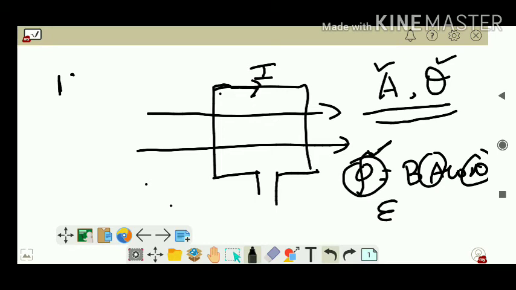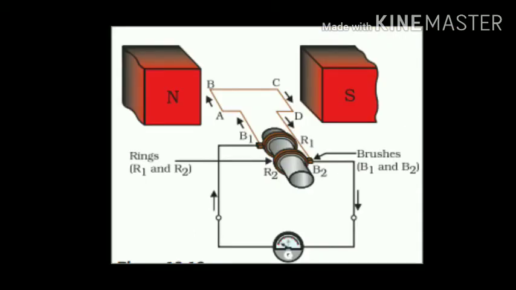Now how does an AC generator look? So this is how basically an AC generator looks, guys. You have a permanent magnet, north and south. Inside that there is a rectangular coil, and one end of the rectangular coil, let's say AB, right, that end is connected to ring R1. Similarly, the CD part of the rectangular coil has been extended and connected to the ring R2.